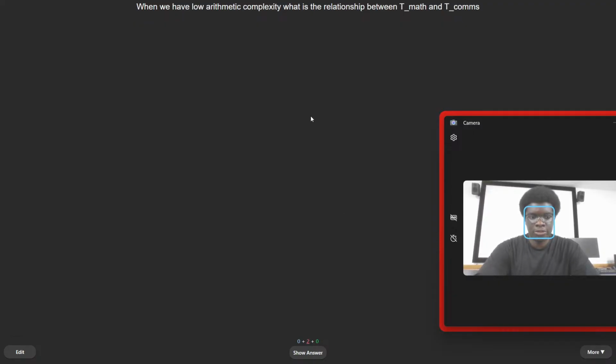When we have low arithmetic intensity, what's the relationship between T_math and T_comms? T_comms is much greater than T_math. This is assuming that we can overlap the computation and the reads and writes.